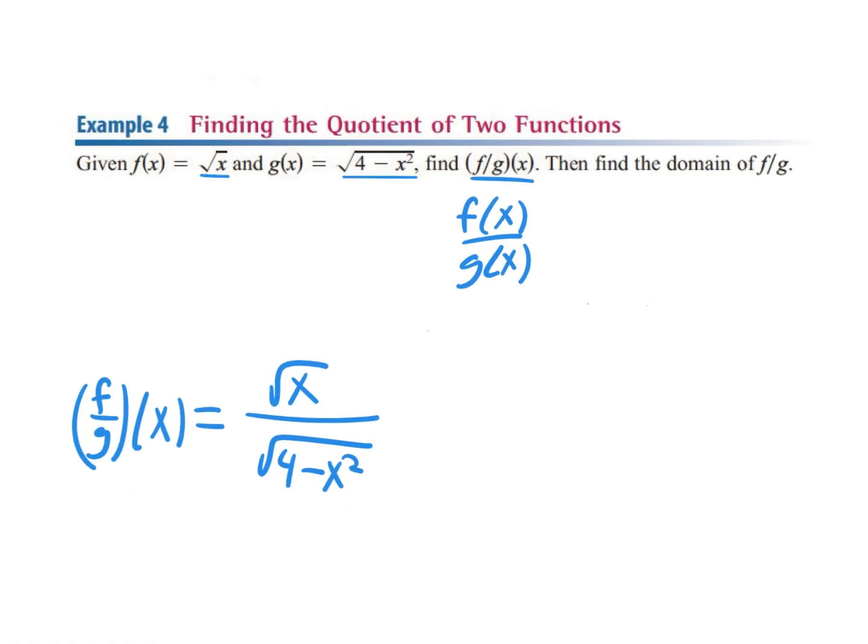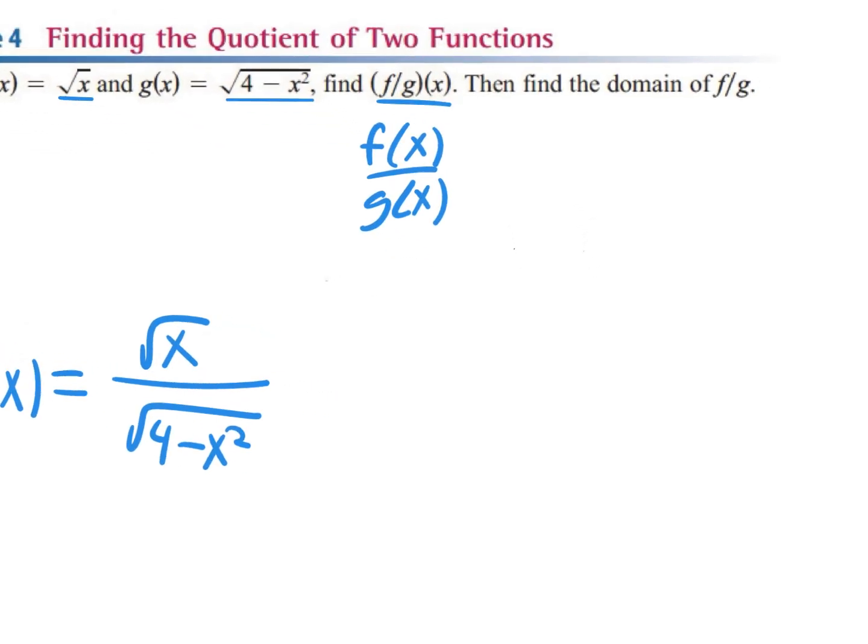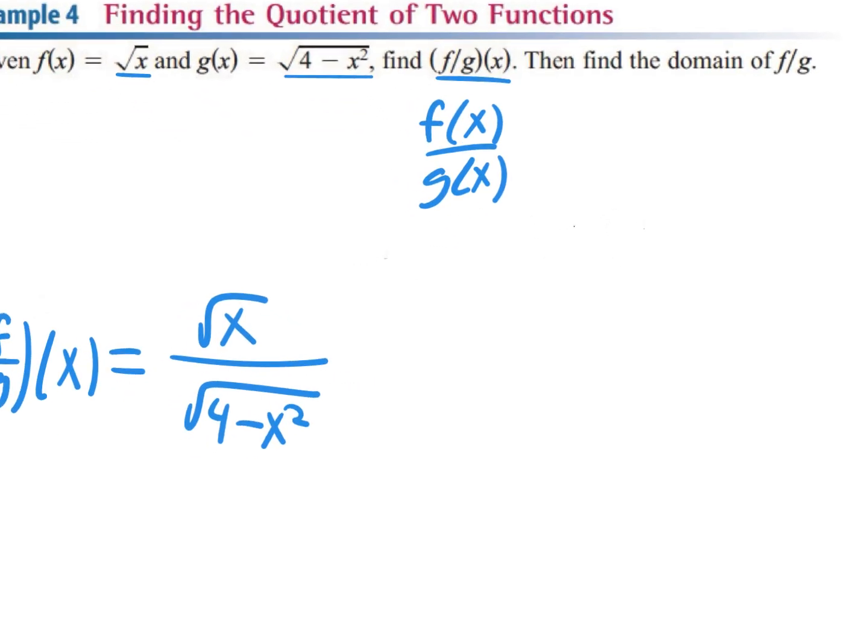Is there any other way that we can simplify that? Doesn't look like it, right? So we just leave it alone. There's nothing more that we can do there. But we want to find the domain of f over g. Let's see what restrictions we have here.